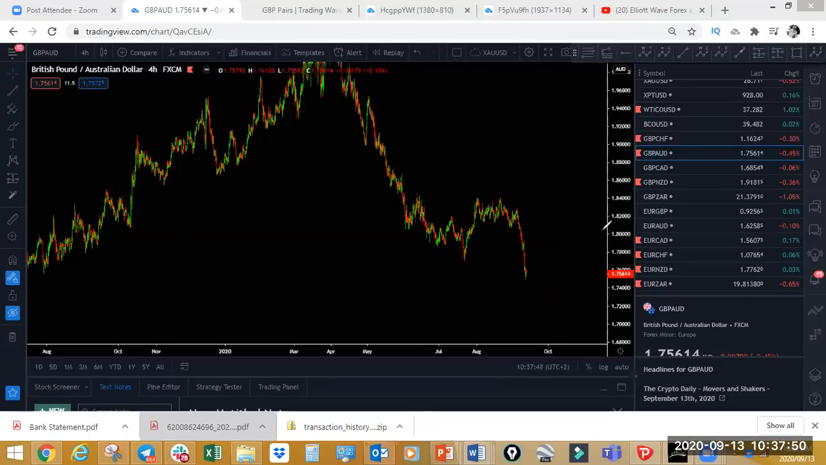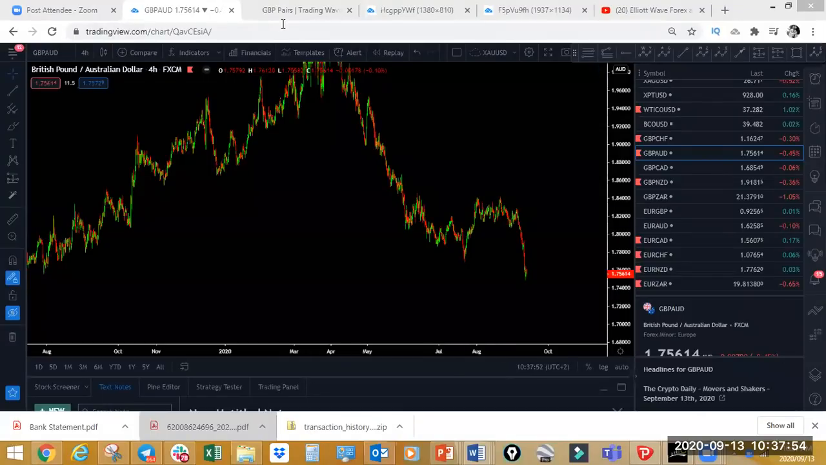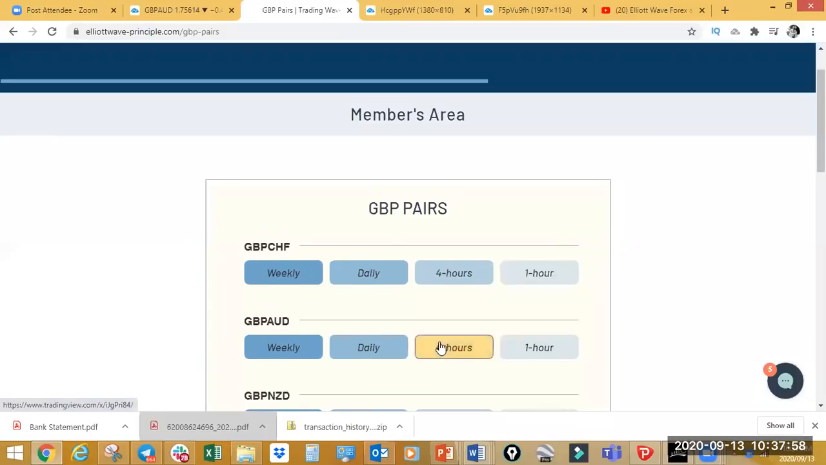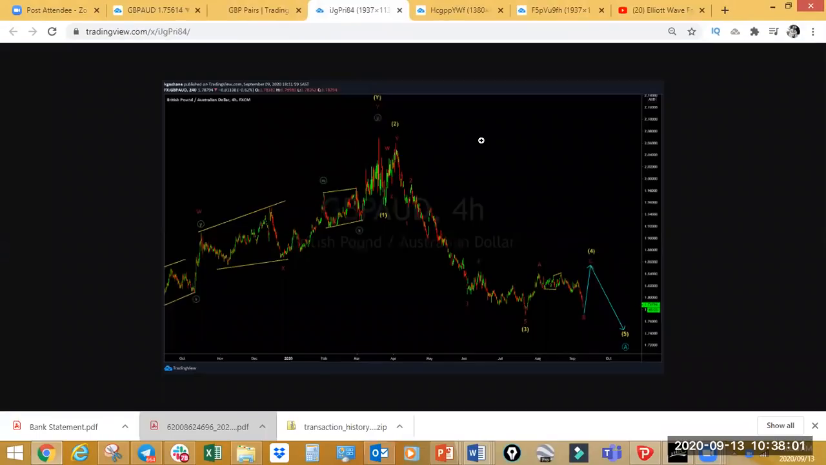So you need to know when to ride the trend. Let me show you the structure on pound Aussie in the lower degree. Let's look at pound Aussie on the 4 hour. You can see here, the forecast is that we're going to make a bounce. It's not necessarily the structure that we're expecting.